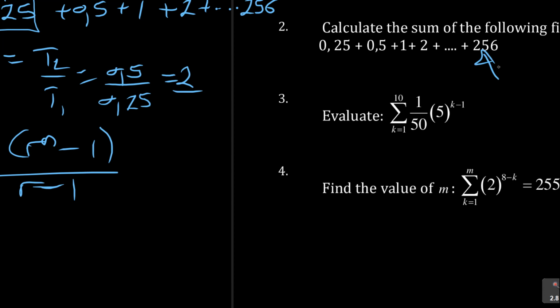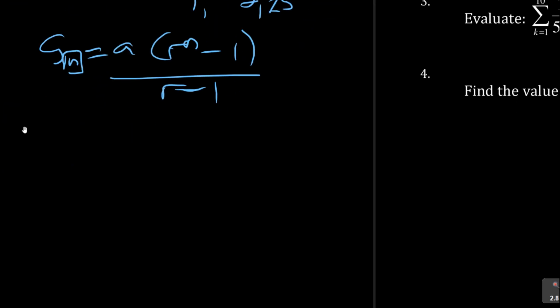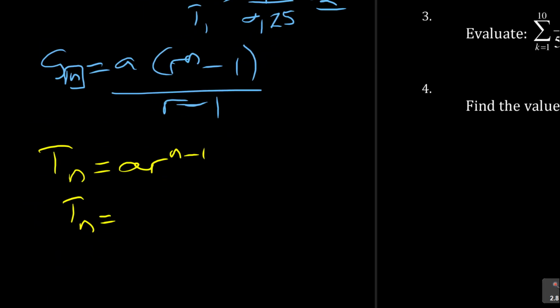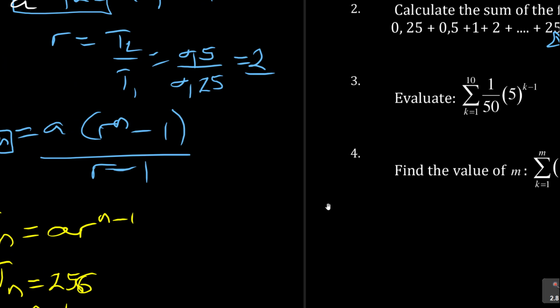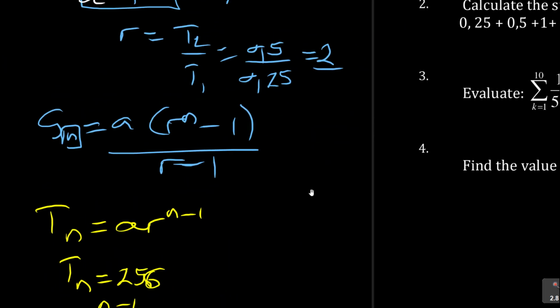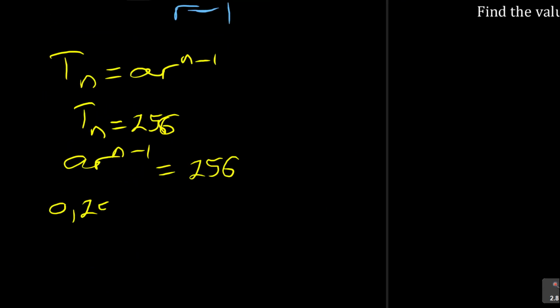I know the last term. This is the last term. So now I come back to the nth term formula. Tn is equal to A r to the n minus 1. Then I know now for Tn to become 256. What will it be? Then I will say A r to the n minus 1 is equal to 256. See where I'm leading to? Then from there I know my A. What is my A? My A is 0,25. Remember, that is my A, and my r is 2. So I will say here 0,25, and then after that 2 to the n minus 1 is equal to 256.